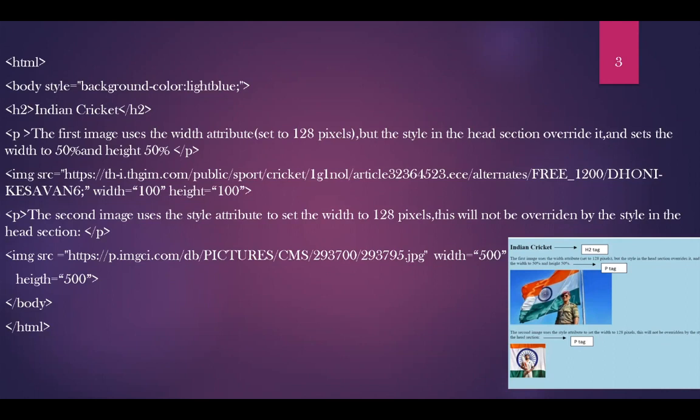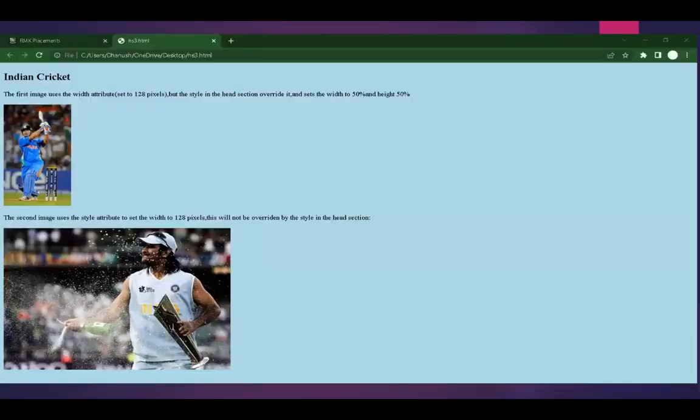And the fourth line should be in the paragraph tag. So we use the P tag for that. Under that we have given the content. And last we implement another image. The URL is copied from Google Chrome. For that we have given the size, width and height, as 500. The output will be like this.